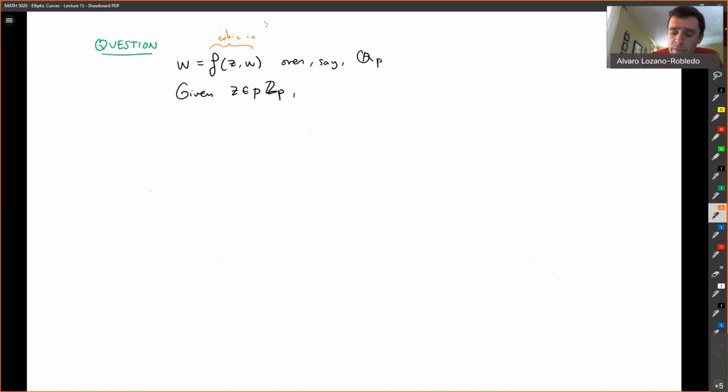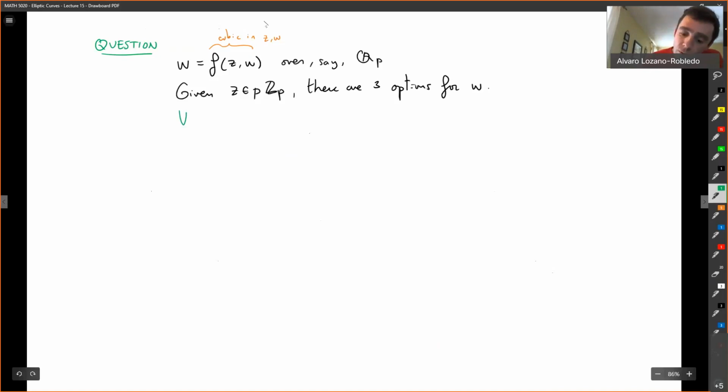cubic in Z and W. Okay. So when I put a value of Z in pZ_p, then there are three options for W. So the question here is, which of the three roots is the W(Z) that we're looking for?